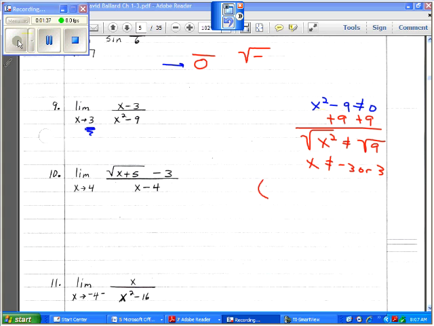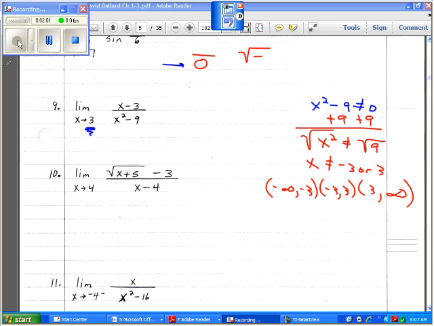Remember, the way this would look, if we wrote it as a domain, it would be from negative infinity to negative 3, from negative 3 to positive 3, and from positive 3 to positive infinity. Now, these are open intervals with the open part.